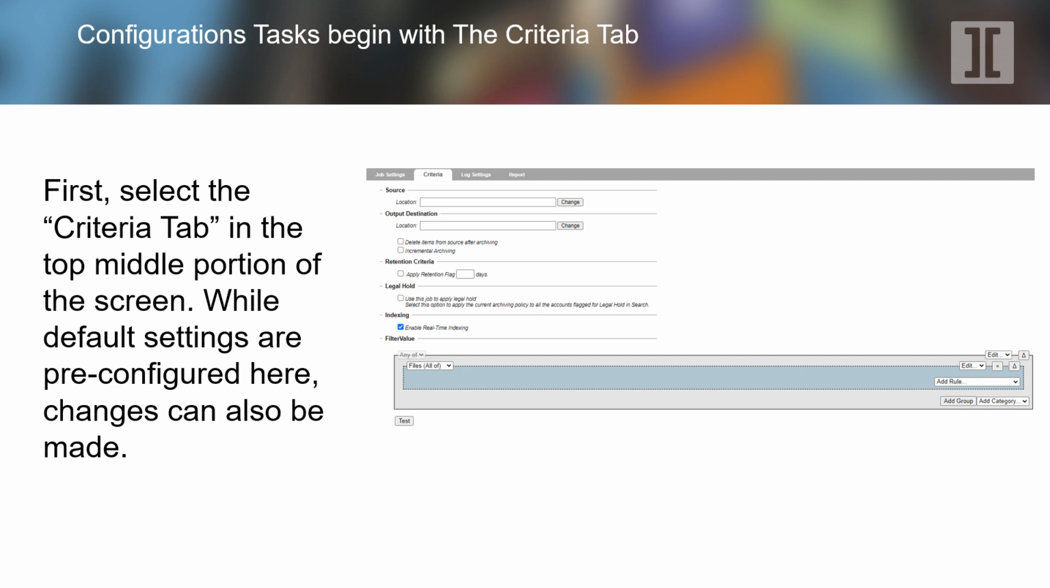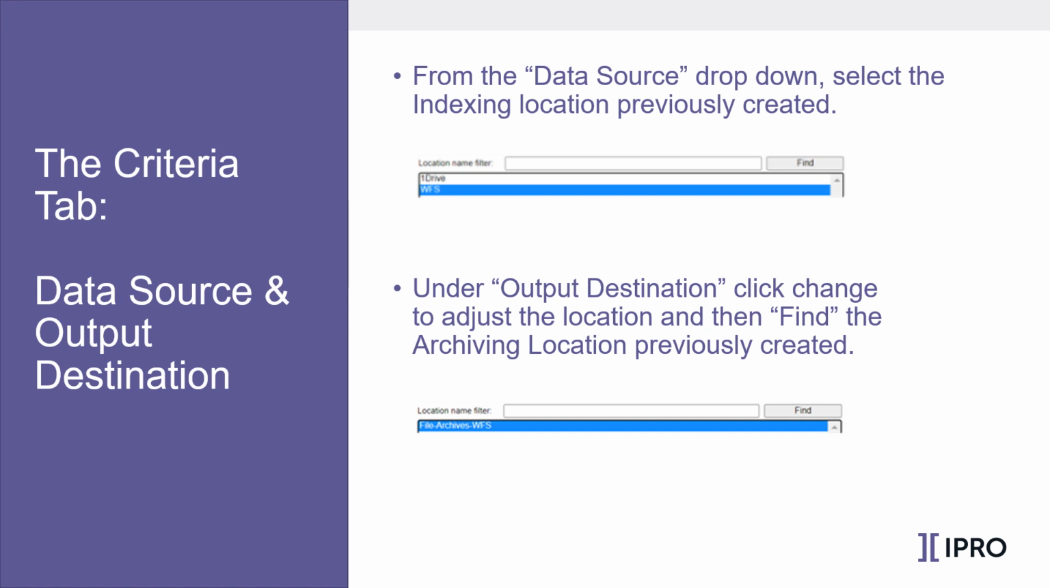To begin, select the Criteria tab in the top middle portion of the screen. You will see that default settings are pre-configured. While you can leave these as is, changes can also be made. The first options on the Criteria tab are Data Source and Output Destination. From the Data Source dropdown, select the indexing location created previously. Then, under Output Destination, change the location and then click Find to locate the archiving location previously created.